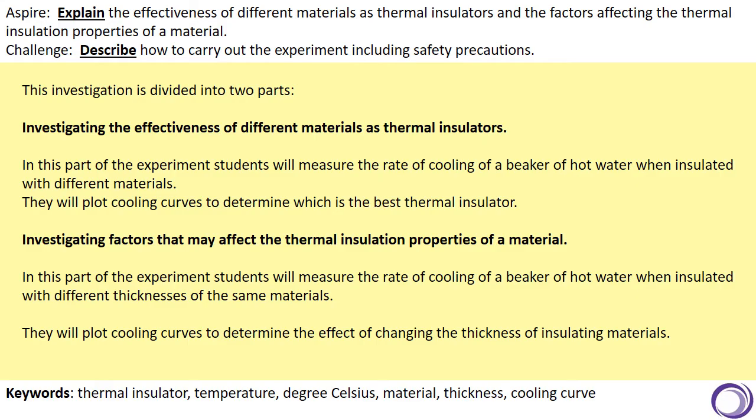2 parts then, just in summary. Record this if you want. So we're going to look at comparing different materials. We need to be very careful that we're testing fair, so we need to consider control variables. And then we're going to have a look at a factor, and the factor we're going to pick is going to be the thickness of the material.